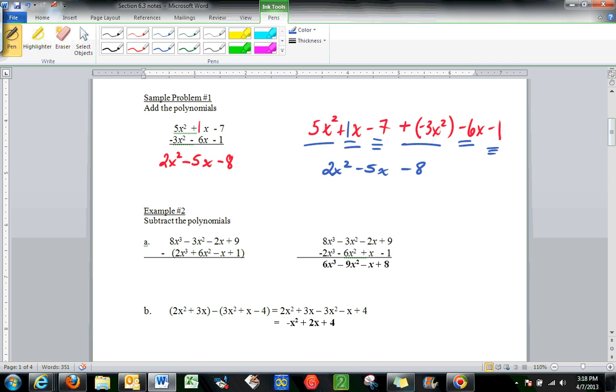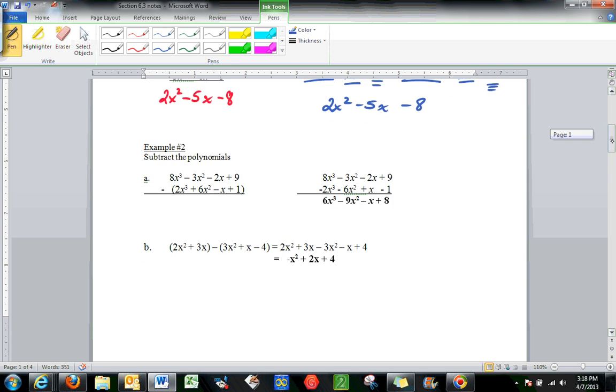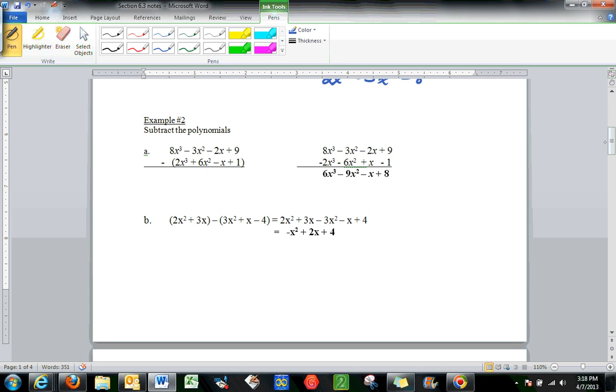Now, example 2 goes into subtraction. Now with subtraction, if you recall from doing this previously, it's important that when we subtract an entire polynomial expression that we subtract the whole thing. And what this means is that we're going to need to distribute this negative to every part in here before we can drop the parentheses.